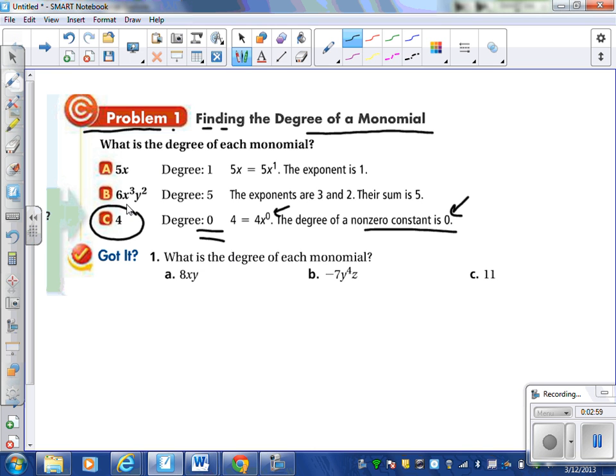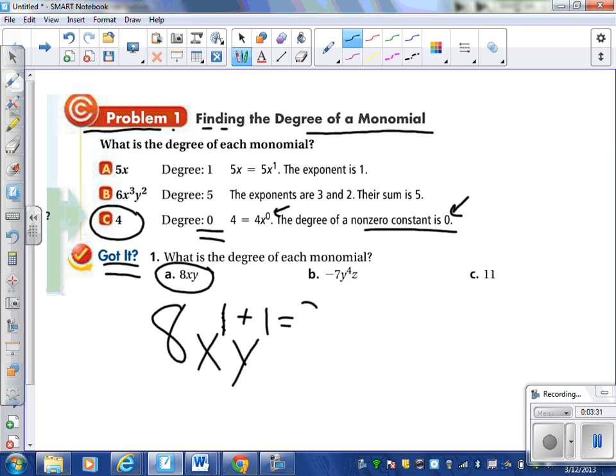Let's take a look at the guide. A. What is the degree in this problem? The degree here is, from A, we have an x, and what number is above the x? You have your invisible 1 of the x, and the y, another invisible 1. We add these two together, 1 plus 1 equals 2. So the degree in this problem would be 2.